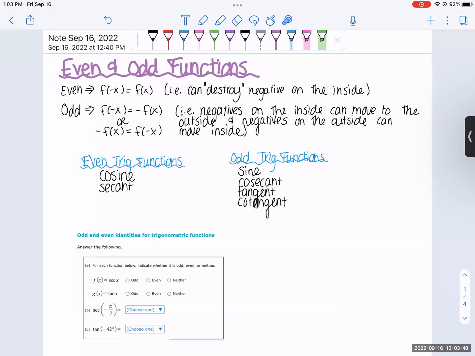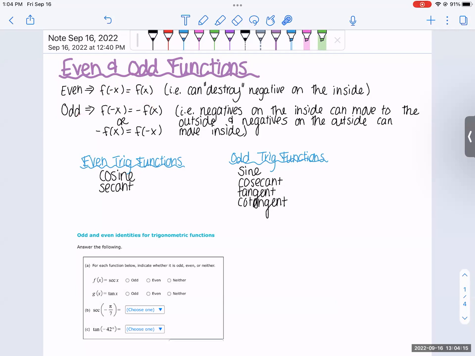All right, I just wanted to make a quick video to talk about some of the problems on ALEKS this week and go over just a little bit more in depth some of the things we rushed through in class. So on even and odd functions, reminder, an even function is when f of negative x is equal to f of x. What that means is if there's a negative on the inside, we can just destroy it. We can just pretend it's not there if we are an even function.